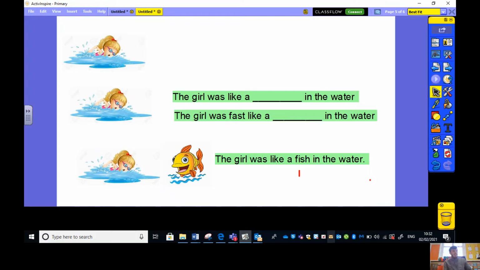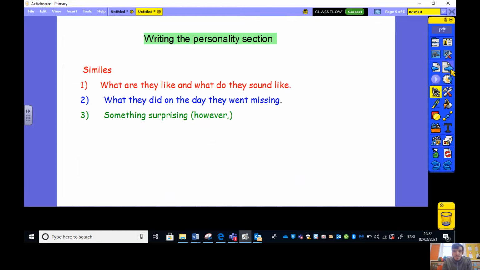Okay, so some lovely, lovely similes there. And you're going to have the opportunity, if you can, to write your own similes in today's writing. And let me share that. As I said earlier, you're writing the personality section of your text. What do you need to do? Well, there's 3 steps to success here. The first is, what do they like? So what's their personality like? And what do they sound like?